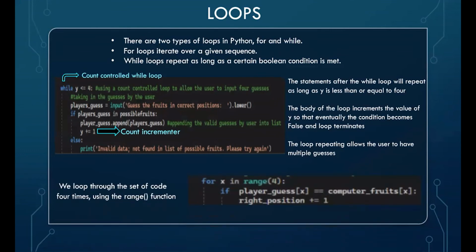Here is a for loop used in my code, and here we repeat the block of code 4 times. And we are also using list indexing in the code block with x. So this allows us to compare the first fruit generated by user to the first one generated by computer, and second to second, and so on till the fourth fruit. And this allows us to determine the number of foods guessed correctly by user with precision.